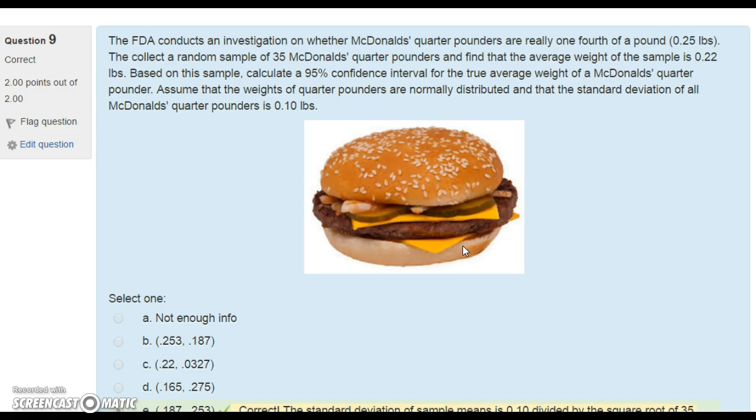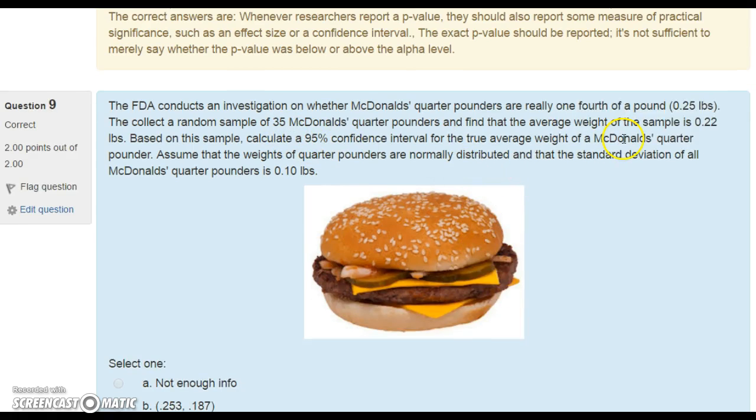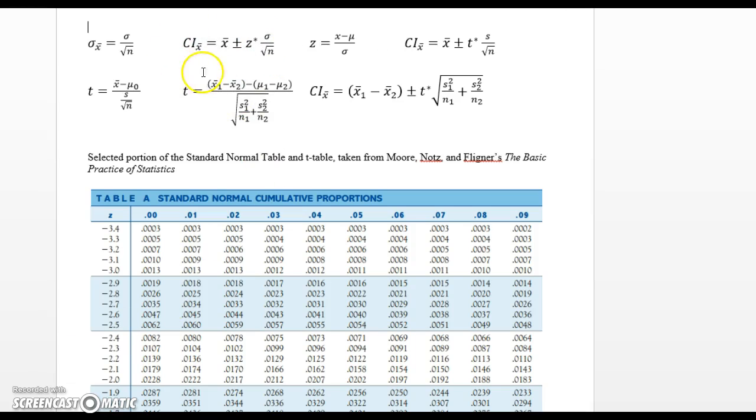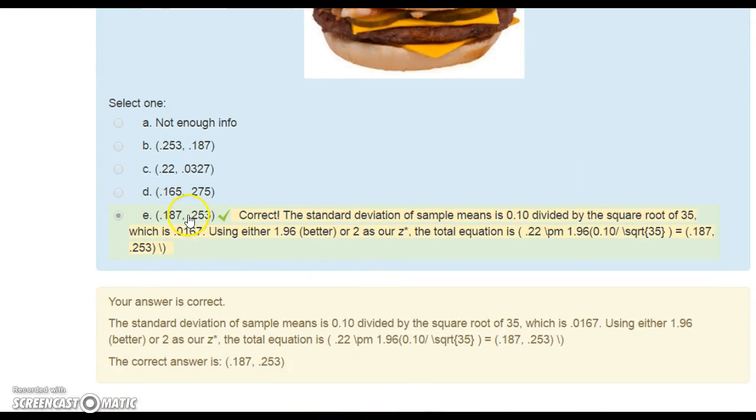Question 9 here asks you to create a confidence interval, and you're starting with the sample mean of 0.22 plus or minus z-star, which in this case with a 95% confidence interval would be 1.96. If you want to use 2, that would be fine. And then we need the sigma over square root of n. So sigma is given to be 0.10 right here. Square root of n, the sample size is 35. So you're plugging all of those into this equation right there. And we would get this as our confidence interval.